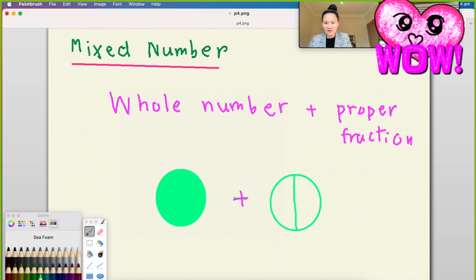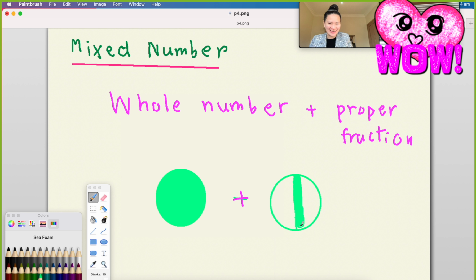Okay, and I'm going to write out here with you. Grace, are you still with me? Yep, half, yep.